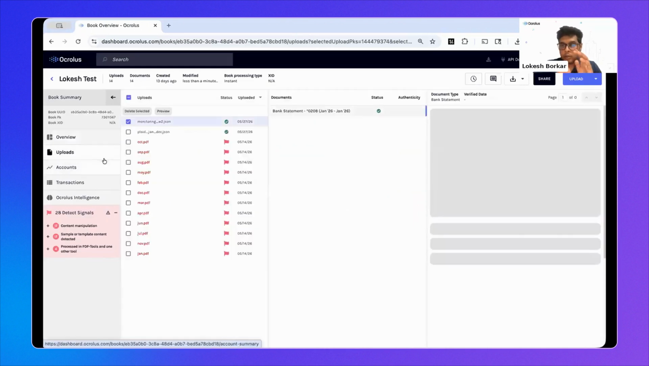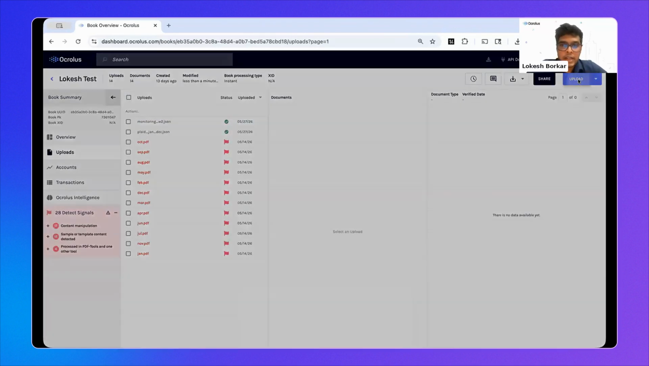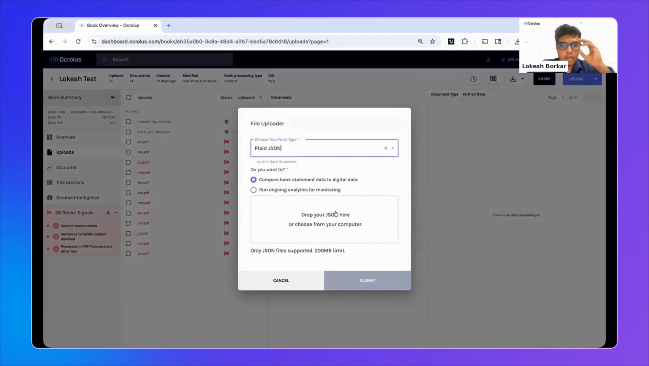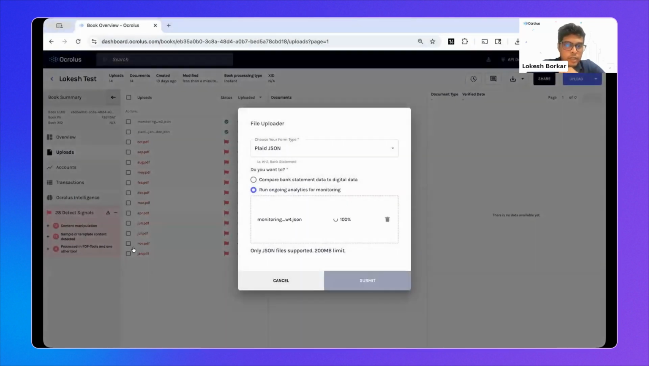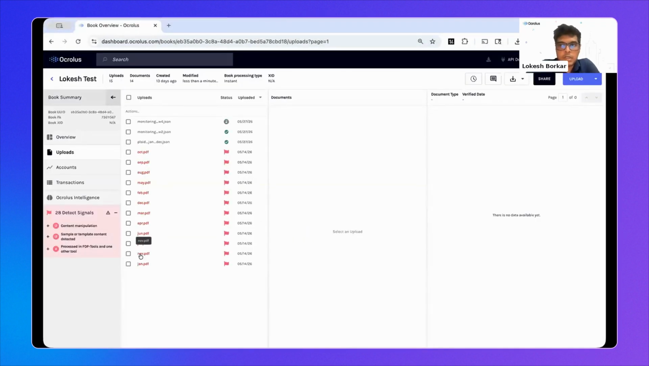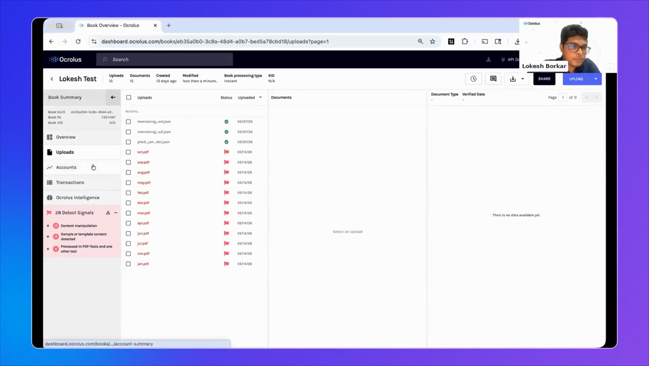Now, overall, this particular business still is doing great. I still want to monitor it on a monthly or fortnightly basis. So let's say on 2nd of Feb, I want to run monitoring again. So I just upload another Plaid JSON, which is for the 2nd of Feb. Once that JSON is uploaded and it runs and gives out all the analytics data, we just wait for it to get parsed.